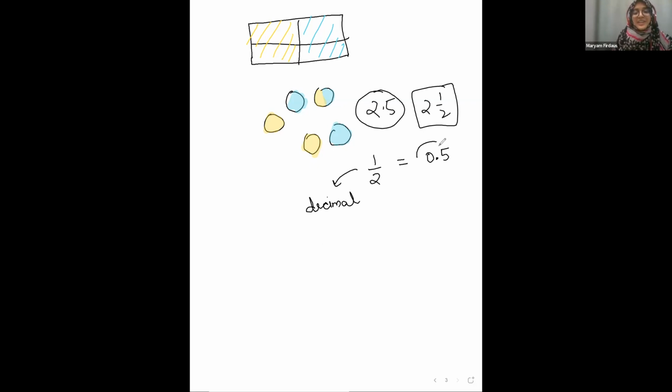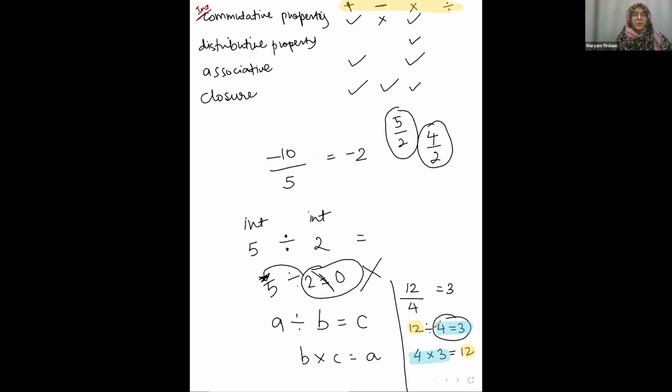This is the fraction notation, and this is the decimal notation, right? So this is the same thing. Half is equal to 0.5. So now 5 divided by 2 is what? 2.5. And does 2.5 come under integers? No, it does not. So this is not an integer. In fact, it comes under rational numbers, which you will look at later, but it does not come under integers. It is a different type of number.